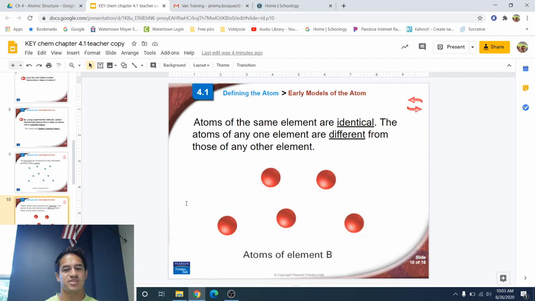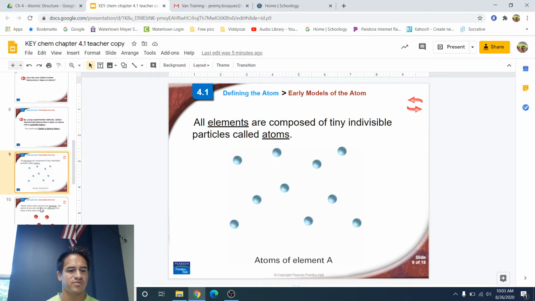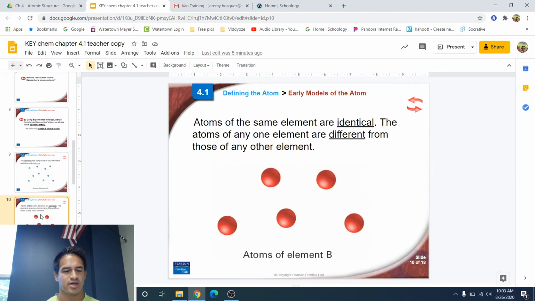The second part of his theory basically said that all atoms of one element are identical, and that atoms of any one element are different from atoms of any other element. This we also know, to this day, is true. Atoms of one element all look the same, and they look different from atoms of another element. They look the same for the most part. We're going to learn later about isotopes, which are variations on atoms, but for the most part this is also true and still holds today. So if atoms of element A are blue and small, atoms of element B might be big and red, or something like that.